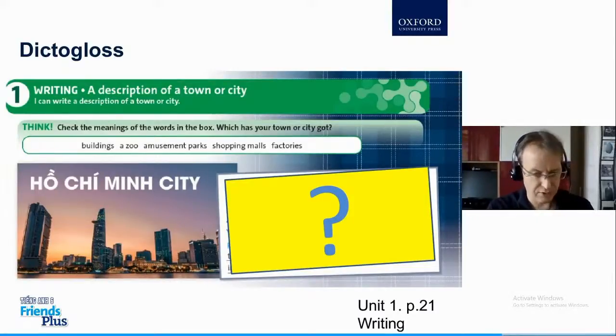Okay, here we go. Ho Chi Minh City is in the south of Vietnam. It's got a population of about 9 million in 2019. It's a very modern city and the people are really friendly. There are many good amusement parks, shopping malls, and buildings here.